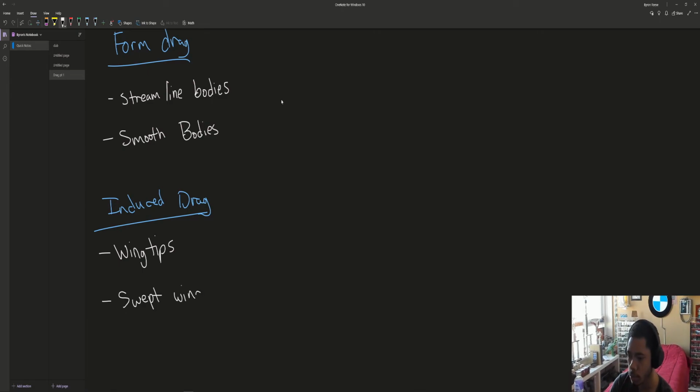Swept wings. Swept wings will allow for, I'm trying to think of the word here, more span-wise flow, so you'll get more viscous induced drag. But having swept wings means that the airflow might actually leave the wing before you get to the wingtip. So this one's a trade-off.